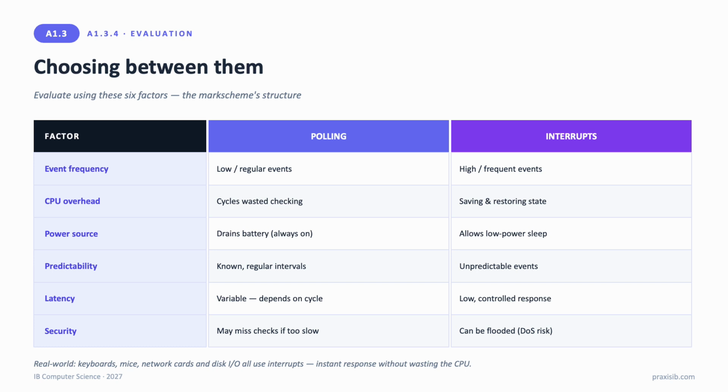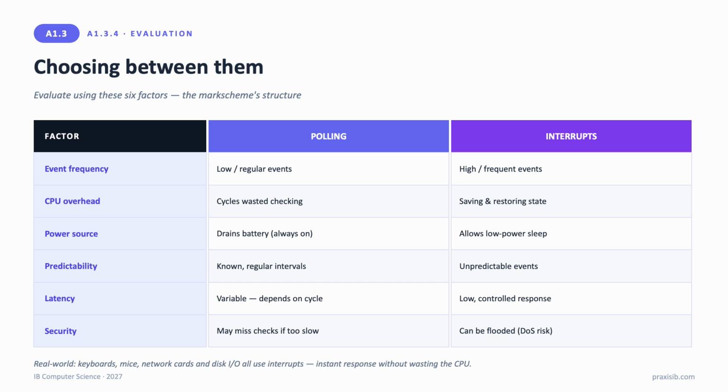Third one is the power source. This is a big one. Polling keeps the processor constantly busy and drains the battery, whereas interrupts let it sleep between events, which is why battery-powered devices love interrupts. Fourth one is predictability. If events come at known, regular intervals, polling works. If they are unpredictable, interrupts handle them better.